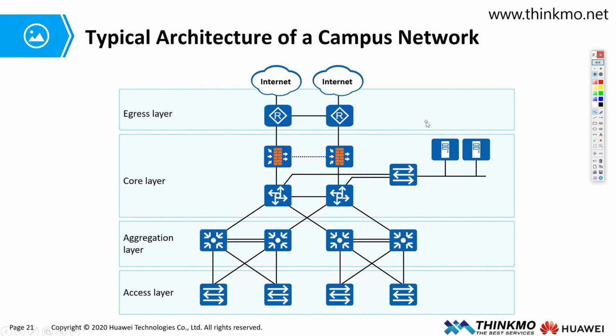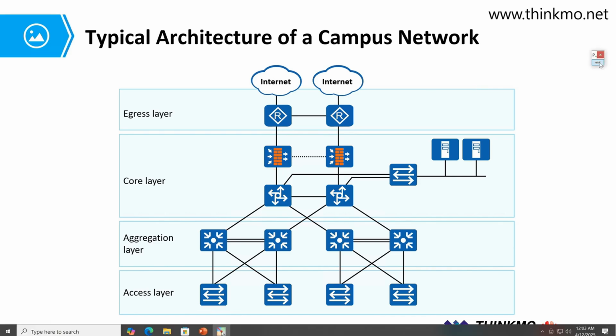Here we have a typical campus network, which is composed of different devices. For example, we have our access layer switch, aggregation layer switch, and core layer switch, as well as our firewall and router. Finally, to access our internet, in this process, a campus network usually adopts this multi-layer architecture, including our access layer.